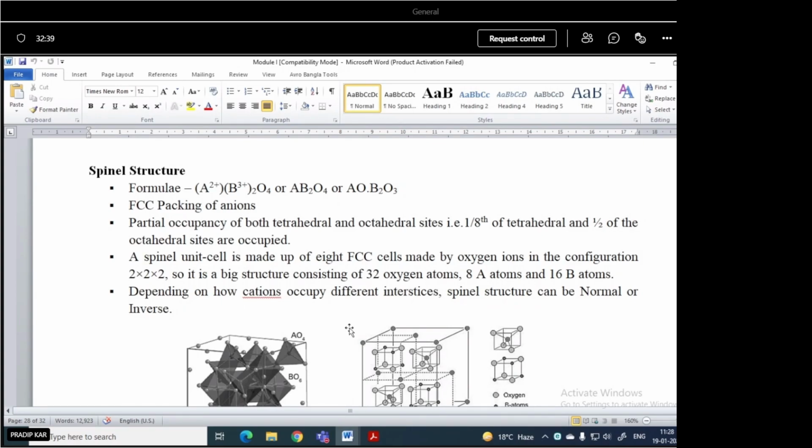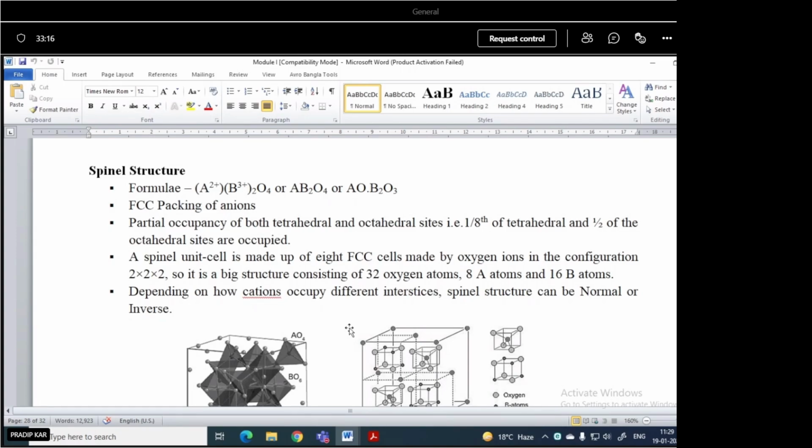Okay, this is very difficult to find as a unit cell. As the unit cell we are considering 8 FCC cells. This is a big giant cell made up of oxygen ions in FCC configuration. So in the unit cell, 32 oxygen atoms are present, and 8 A atoms and 16 B atoms, 8 A 2 plus and 16 B 3 plus, are present.